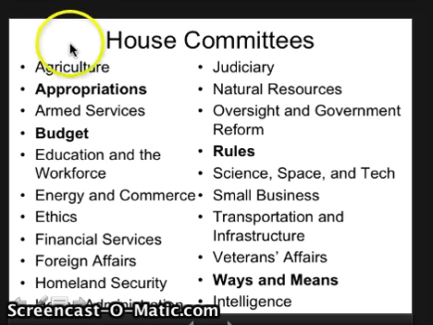Now, if you are from the state of Iowa, you might want to be on the Agriculture Committee because it's important to your constituents. Whereas if you are maybe in Maryland and you have a lot of tech groups, you might want to be on Science, Space, and Tech. A lot of people also want to be on Transportation and Infrastructure because highways are a great way to get money into your district.